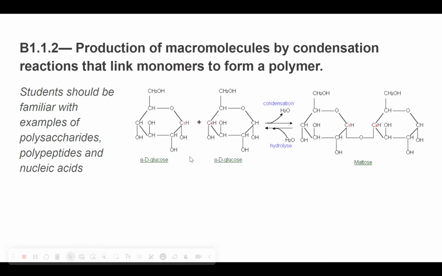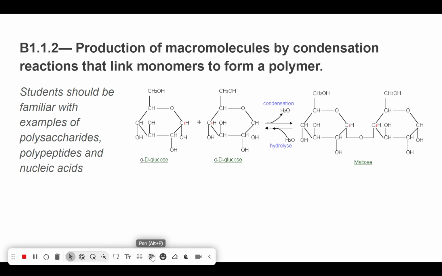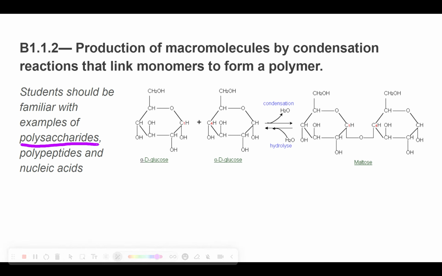Next point of information. Production of macromolecules by condensation reactions that link monomers to form a polymer. So here's where we're going to go over these condensation reactions, and also examples of polysaccharides, so big sugars, polypeptides, so proteins, and nucleic acids. Obviously, in this section, we're going to really focus on the polysaccharides, the carbohydrates. Polypeptides and nucleic acids get their own sections. But we are going to talk about this condensation reaction. So let's get started with that.